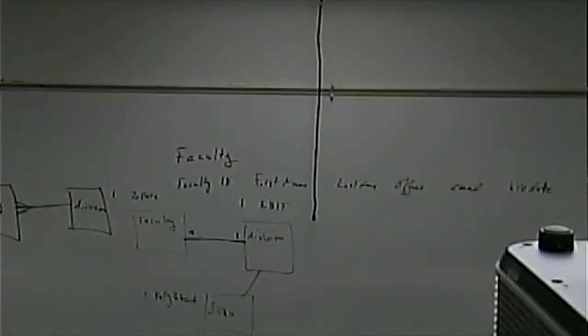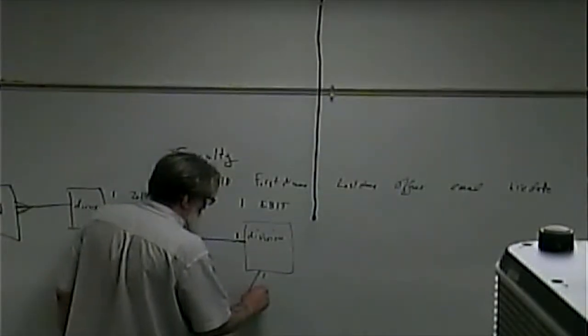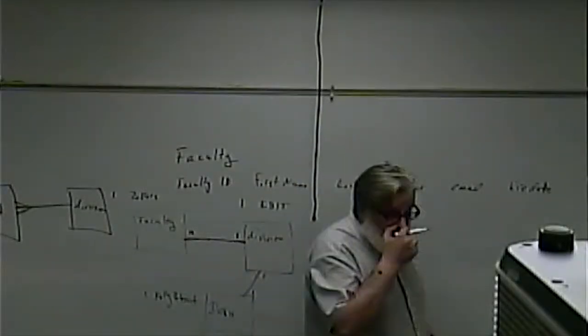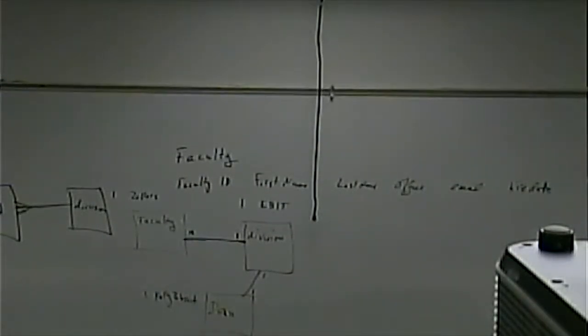Now, the relationship between dean and division. One dean can control how many divisions? Just one. Each division has how many deans? Just one. This is really a one-to-one relationship, and that's relatively rare. Most relationships you see, when push comes to shove, you find out that many relationships that you think are one-to-one are actually one-to-many.